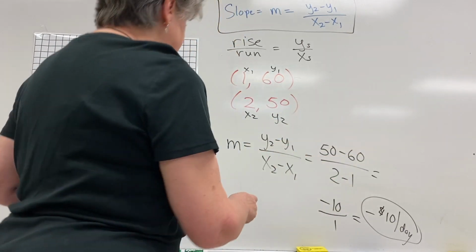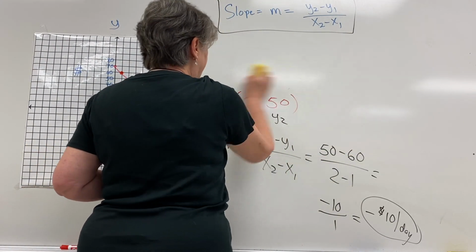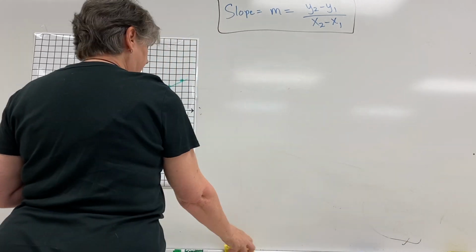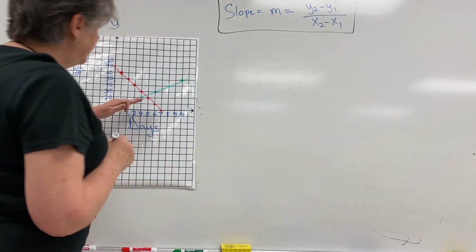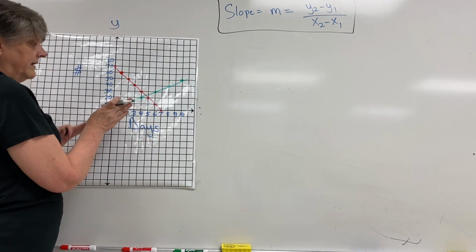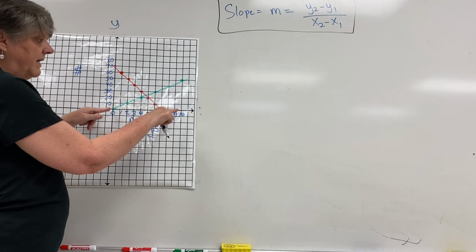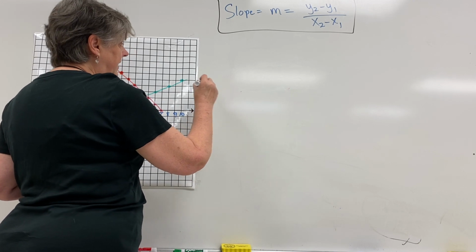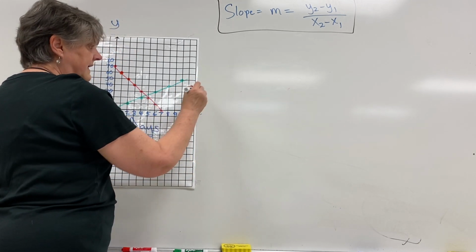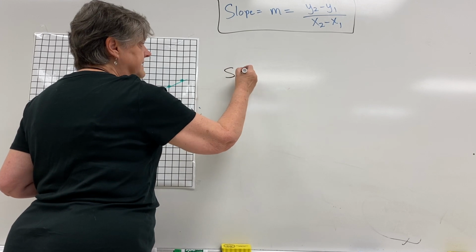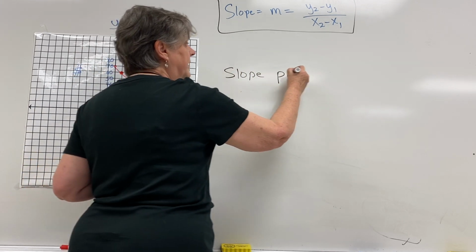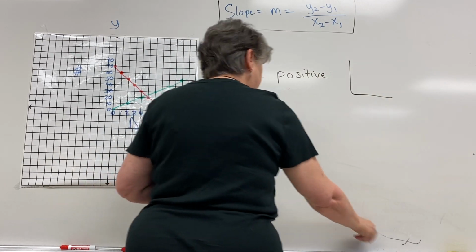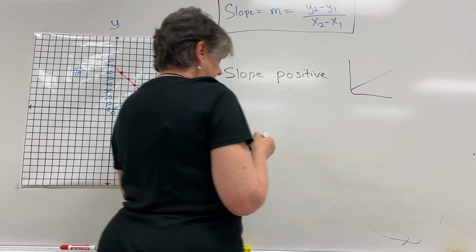Okay, there's a couple more things I want to talk about that have to do with the type of line that you're going to have. Notice that this particular green line right here is going up. Every time I go up in my x, my y is also going up. That's a positive slope. Slope is positive when you're going up like this.